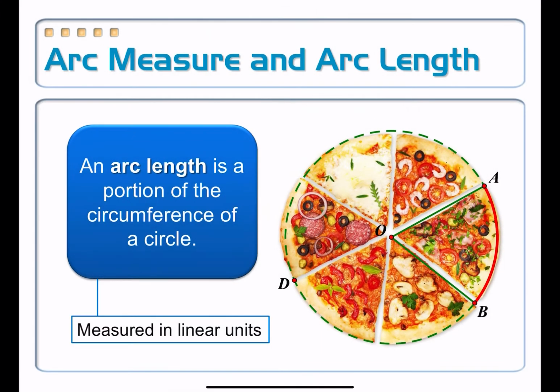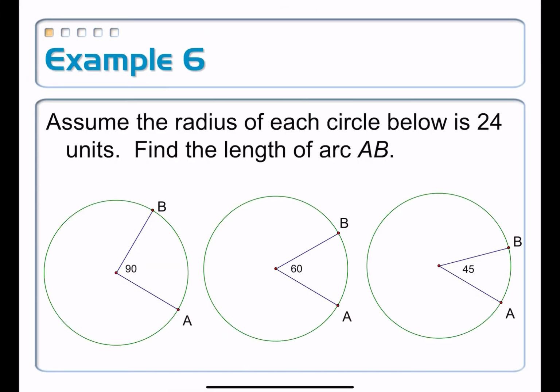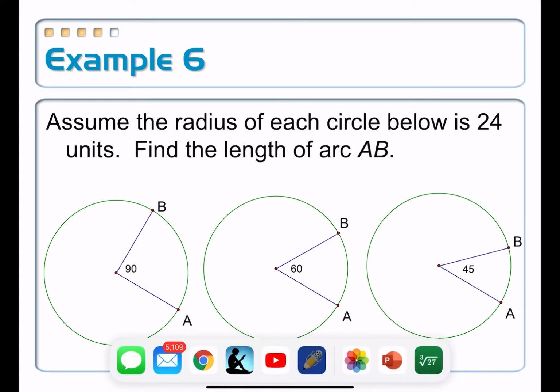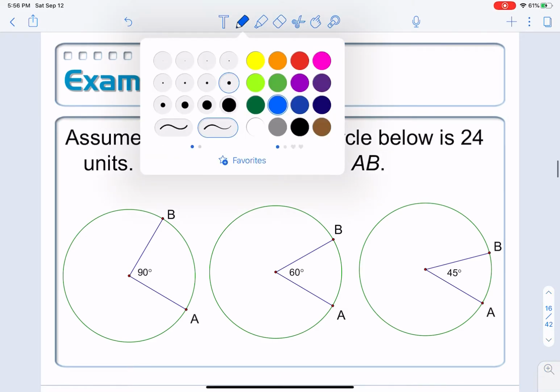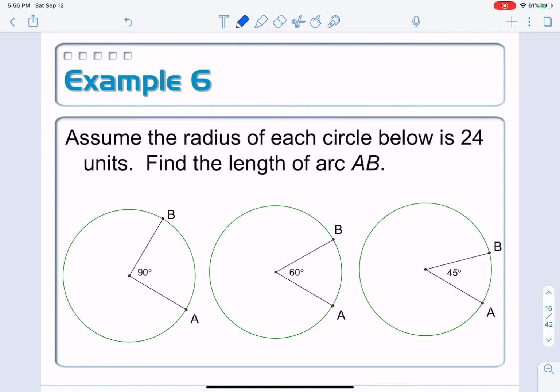Let's take a look at example 6. Assume the radius of each circle below is 24 units. Find the length of arc AB. So let me come back over here. The radius is 24 on each of these.